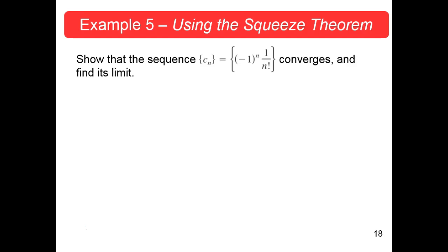Show that the sequence, here's the sequence C sub n, which is (-1)^n over n factorial, converges and find its limit.